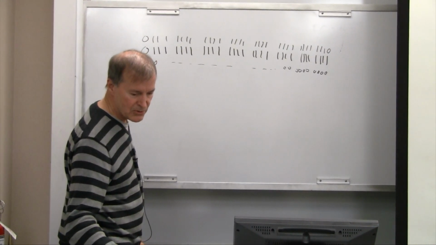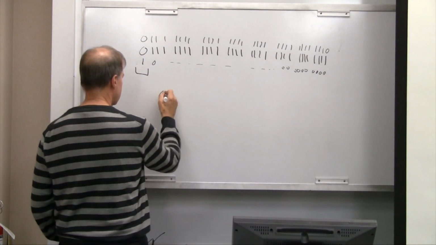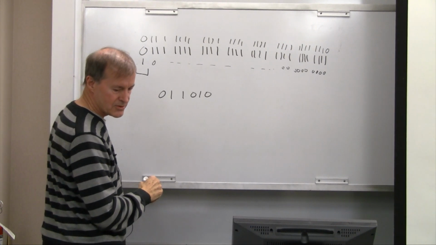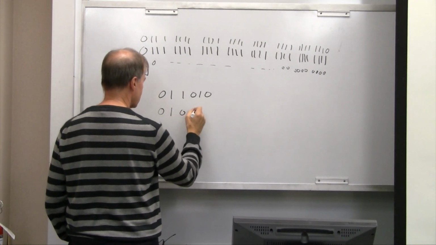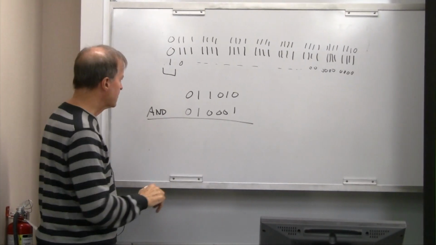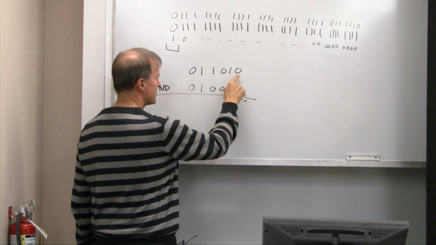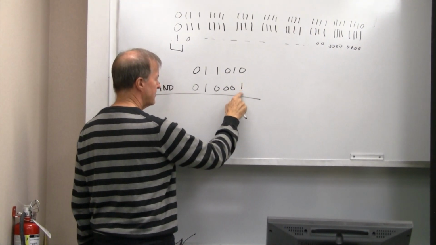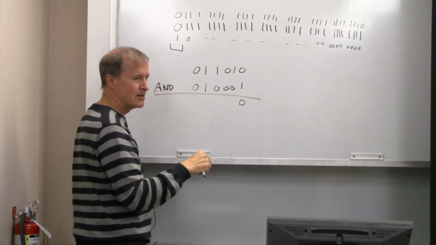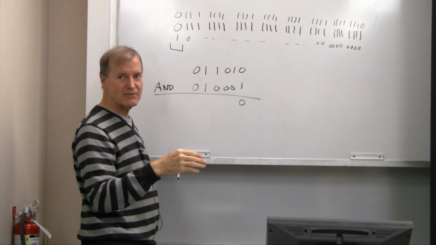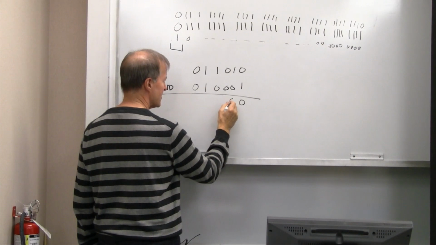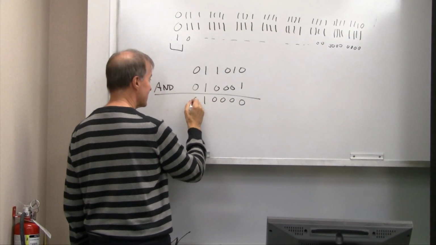So suppose we do 011010 and 010001, and we AND these. So now what is false and true? False. It's false, so that's 0. So anytime we have a 0, false and anything is what? False. So anytime you have a 0, it's always what? False. 0, yeah. So 0, 0, 0, 0, 1, 0.